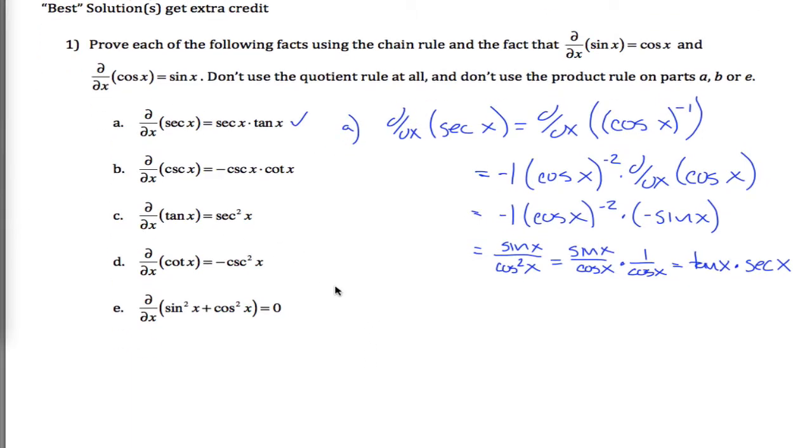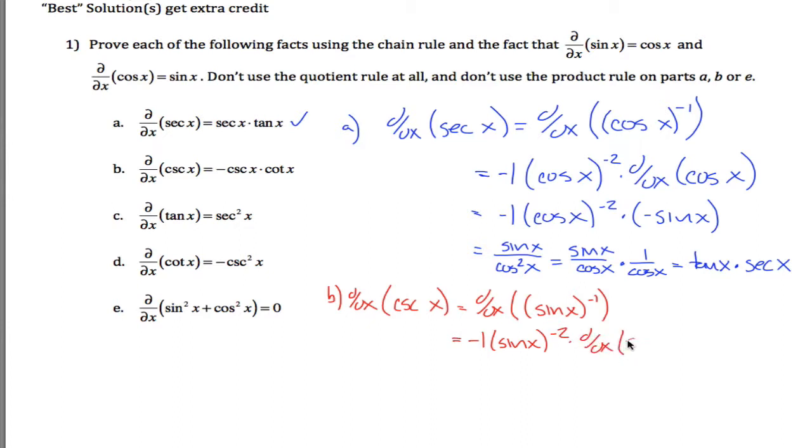Here's part A. Part B says find the derivative of what? Cosecant. It's pretty similar to part A. Now you have to recognize that cosecant is 1 over sine, but we could also think about that as sine of x raised up to the negative 1 power. So if you use the chain rule, the negative 1 comes out in front. But then we're not done. We have to multiply that by the derivative of sine. Derivative of sine is just cosine. So we get negative 1 sine of x to the negative 2 times cosine of x.